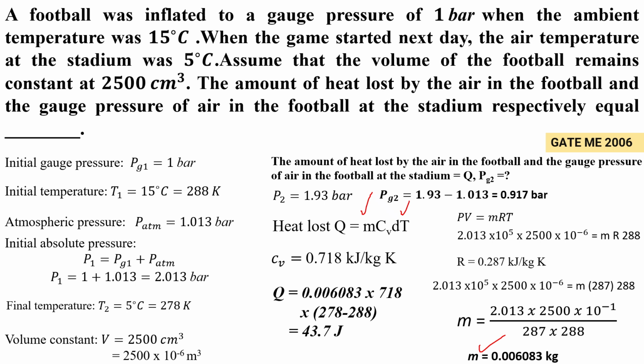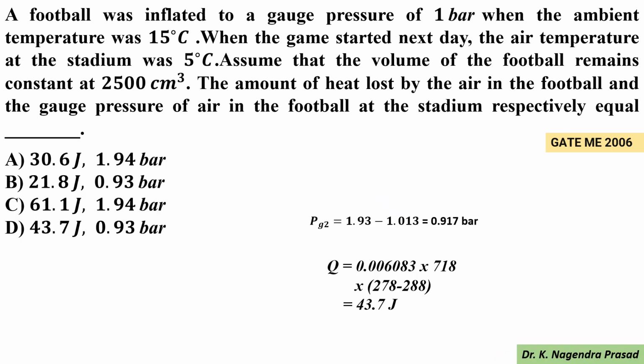The final temperature is 278 and the initial temperature is 288. So 278 minus 288, we will get a minus here. The minus represents the heat loss. So Q equals minus 43.7 joules, which means the heat loss is 43.7 joules. So here we determined the heat loss Q equal to 43.7 joules, and the gauge pressure, considering small mistakes, is nearly 0.93 bar. So option D is the correct answer.